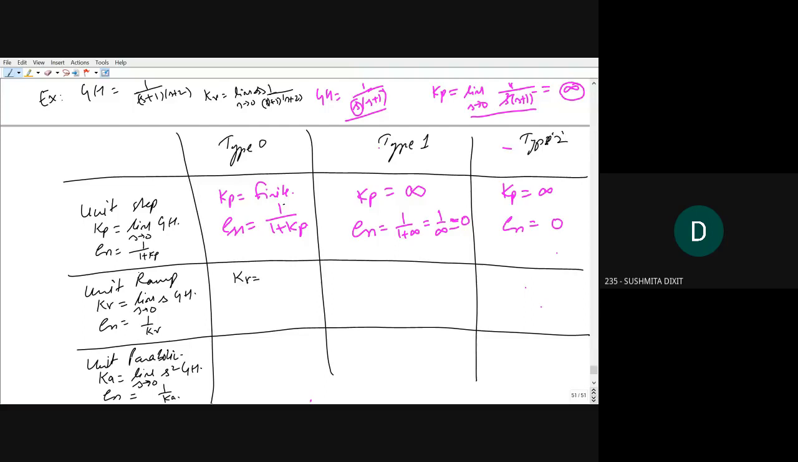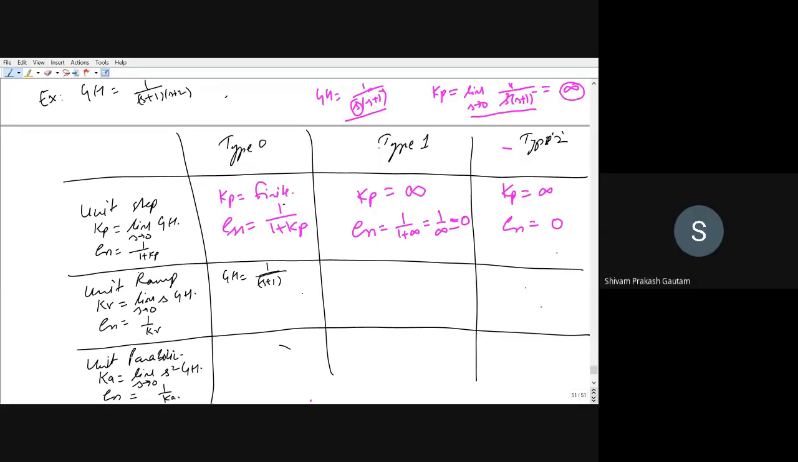Why will it be infinite? Sir, 1/3. So finite it will be. Oh, sorry. See, what will GH be equal to? Let me take an example here only, right? What is a type 0 system? No pole at origin, that is s plus 1. Is this an example of a type 1 system? Tell me. Type 0 system?